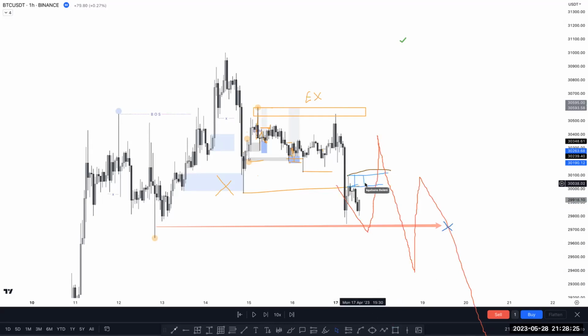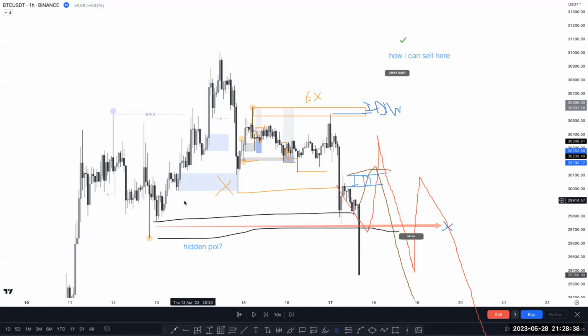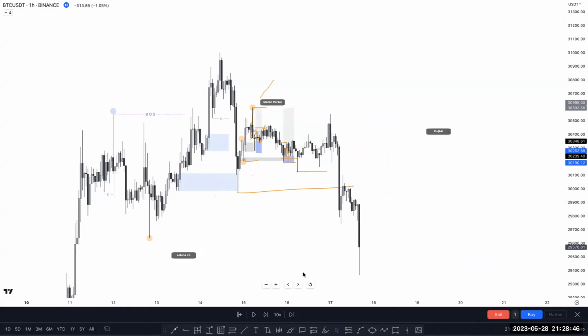No, no, sir. This is not it. You have to wait for it. Okay. So this is broken here. Hidden POI. Which one? How can I sell here? So right now there is no opportunity here for sell.